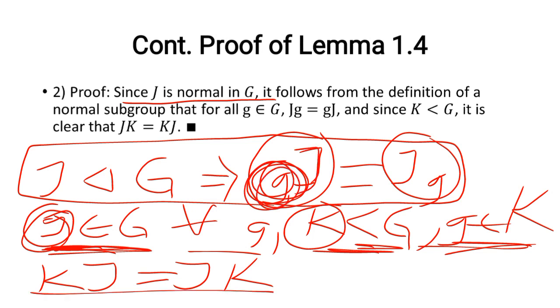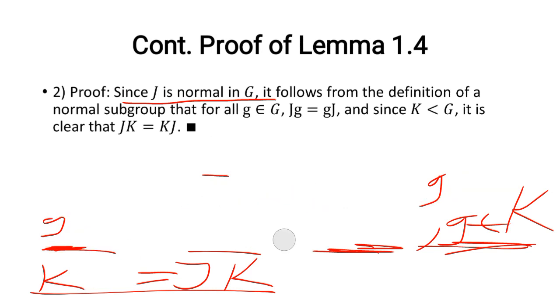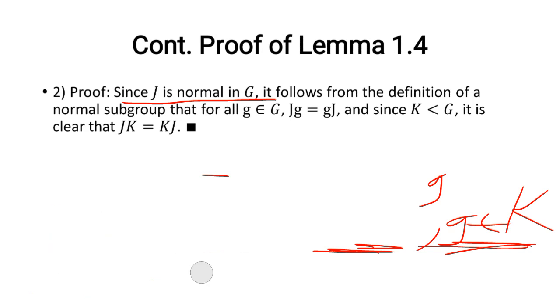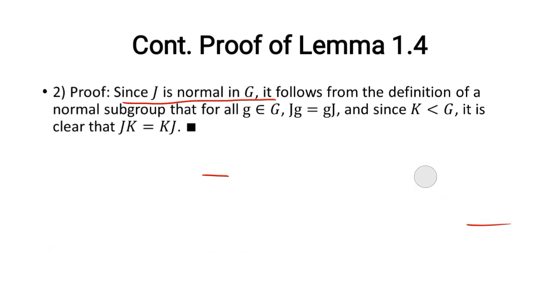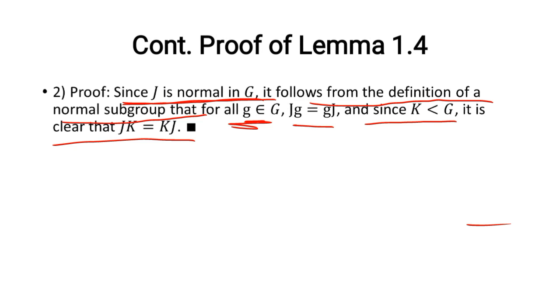So that relationship holds. Let's explain what you see up here, which I've written so that you understand. That's the way of viewing it in your mind. How do we write it down? Writing it looks like this: since J is normal in G, it follows from the definition of a normal subgroup that for all g, this relationship holds, right? And since K is a subgroup of G, it is clear that this would hold. That's simply what I explained before. Okay, so that's the completion. That completes the first and second part of the lemma.